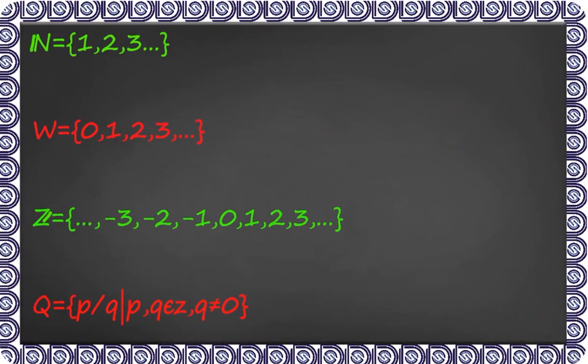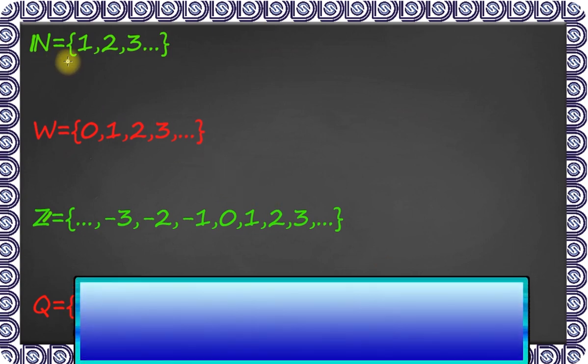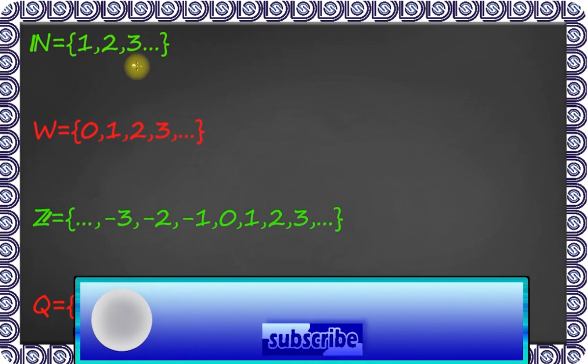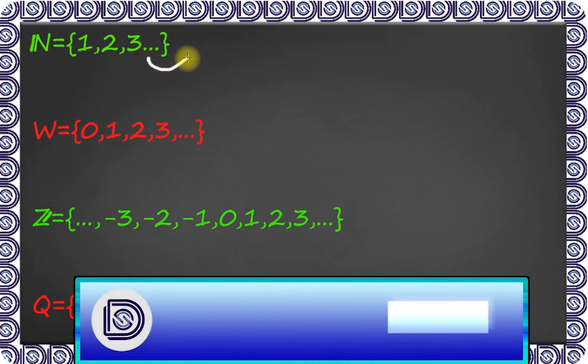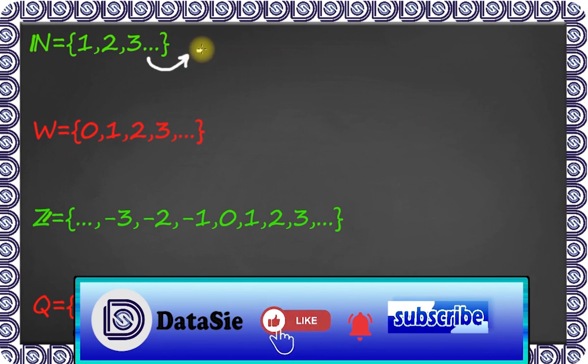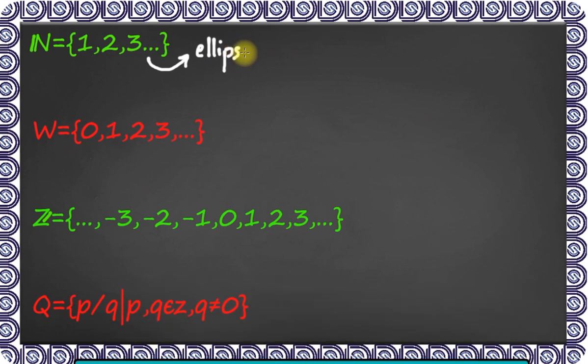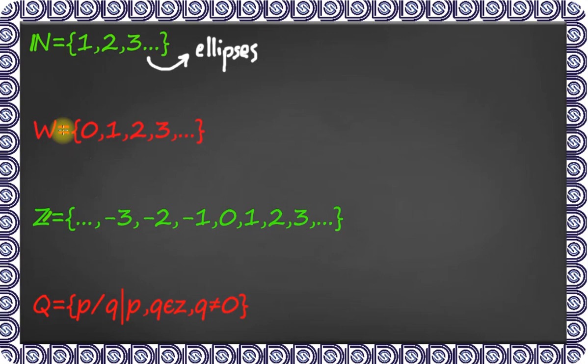Let me begin with natural numbers. Natural numbers are the set of positive integers starting from 1 and continuing indefinitely. They are commonly denoted by the symbol N with a double stroke. If you want to show that by roster method, it's going to be like this: N with a double stroke, 1, 2, 3, etc. These three dots are called an ellipsis, and it means etc.